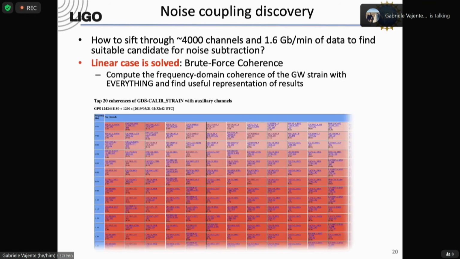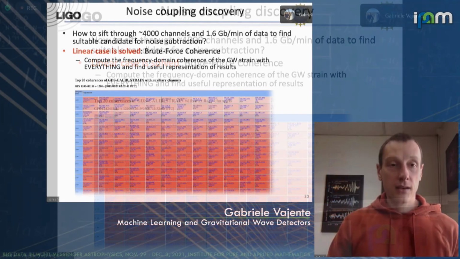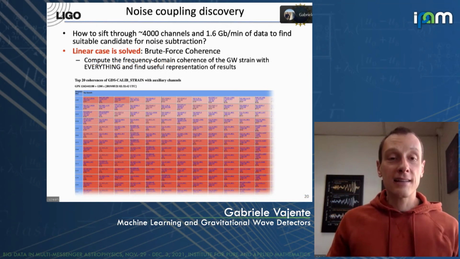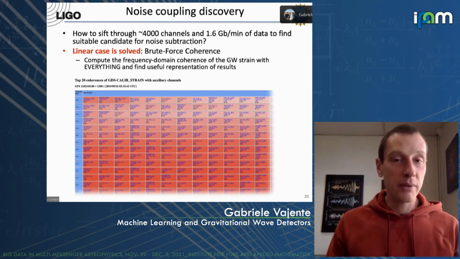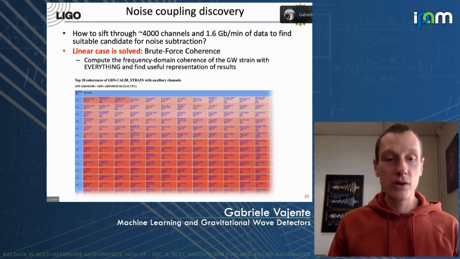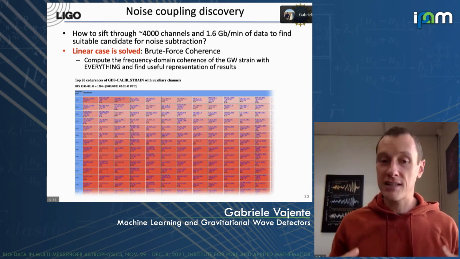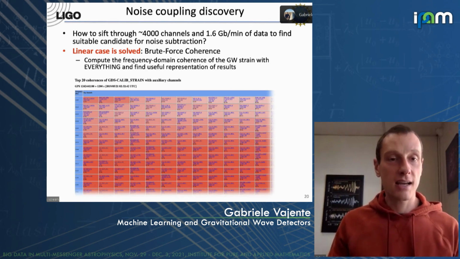Of course, all of this relies on the fact that somebody, the commissioners or some data analysis people, looked at the sensitivity and decided that it was a good idea to try to subtract that particular channel as a noise monitor and use that particular set of channels as modulations. How can we look at all that data, the 1.6 gigabytes per minute of data that our detector produces, and try to automatically, in a smart way, discover noise couplings?